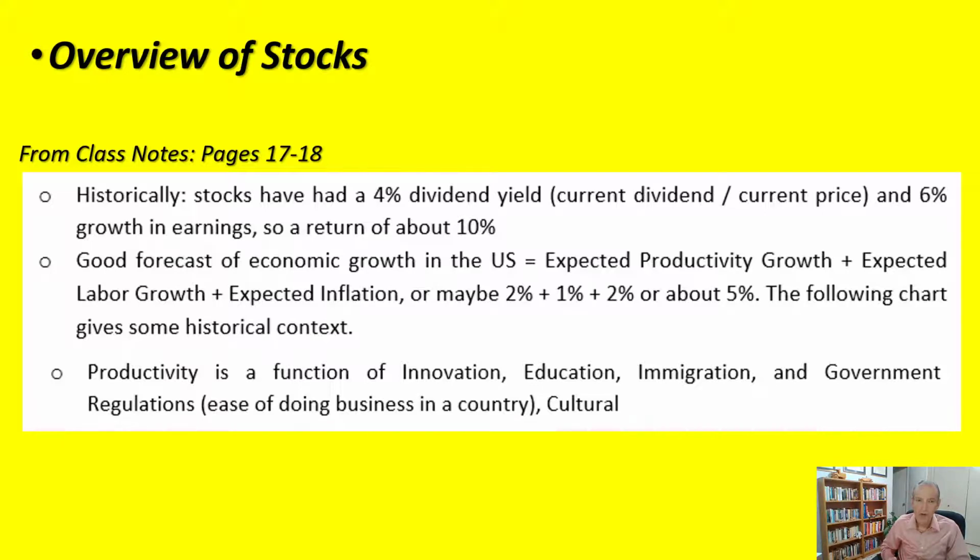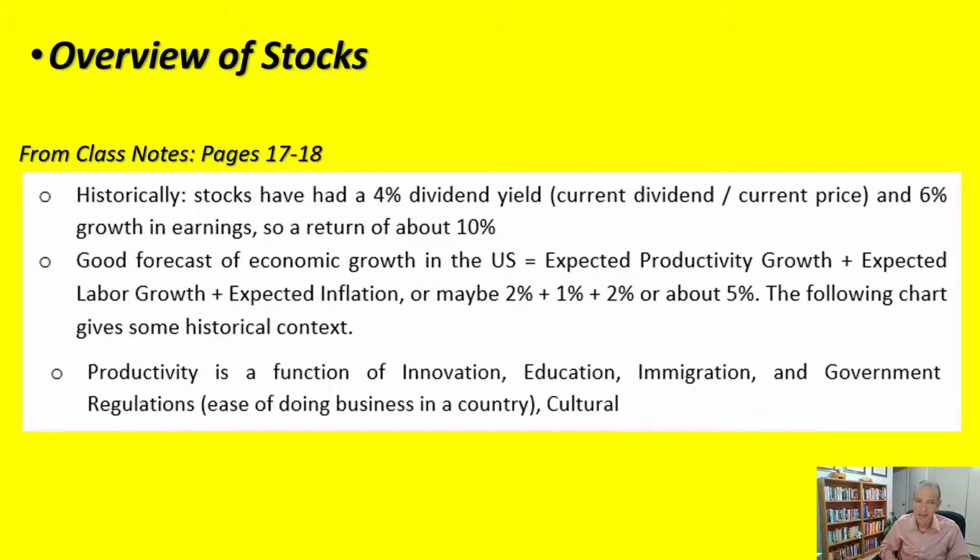But going forward, what do we expect? Well, that 6% earnings growth, that comes from, essentially it's tied to economic growth of the U.S. economy. And I showed you a chart last time that showed that our economy actually grows faster than earnings growth. And where does the economic growth come from? Well, productivity, labor growth, and inflation.